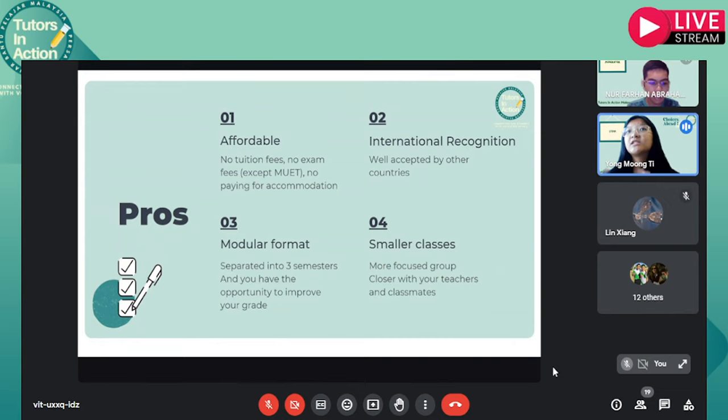Secondly, it is internationally recognized. It is well accepted by other countries. So if you're thinking of studying abroad, definitely you can do so.